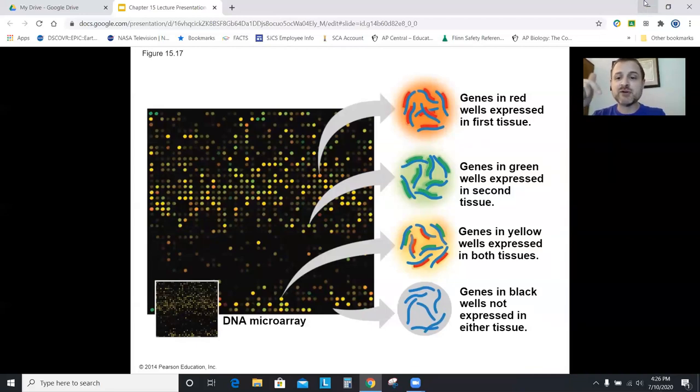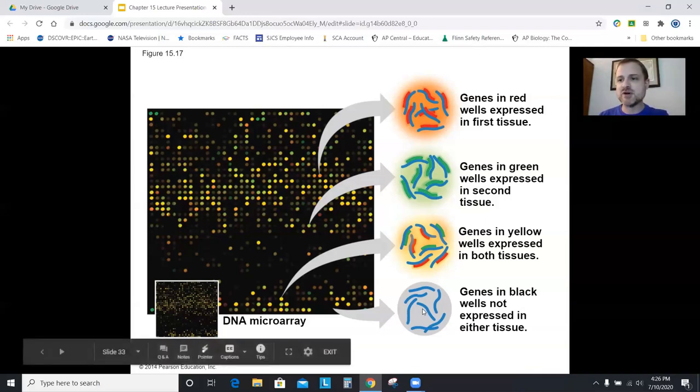If a well is glowing green, it has whatever the ones that were tagged green. If it has red, they were red. If it glows yellow, it has both of them, because both of them stick. Red and green light make yellow light, right? And if it doesn't have any of them, those wells are black.